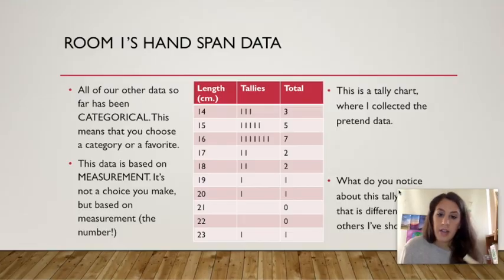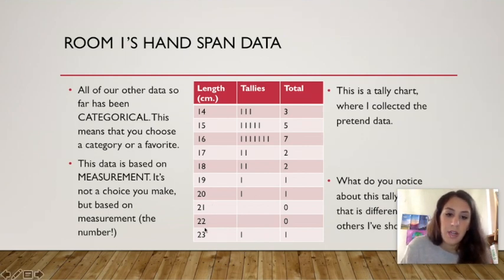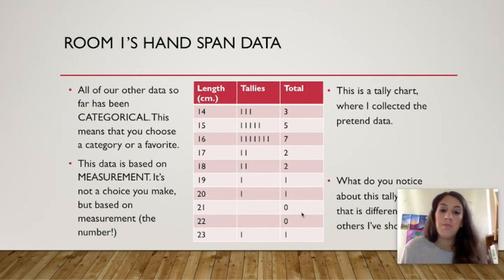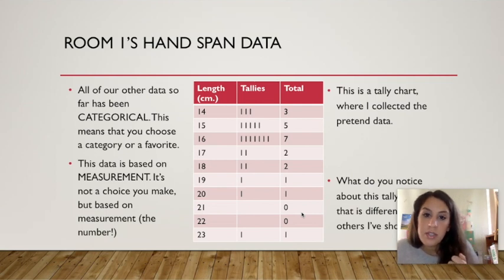One thing that I first noticed was different than some of the others was that I have these two numbers right here, 21 and 22, and they don't have any tallies, but I still included them on my chart. And we're gonna go over why that's important when we're working with measurement data. Because if it was just for categorical data, I could just take those out, right?